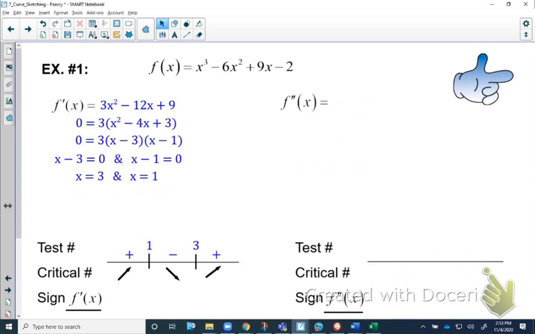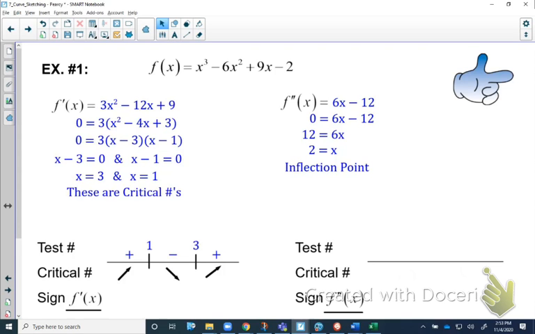So now I want to do the same thing for my derivative, because now we can identify the increasing and decreasing intervals of the function based on what the critical numbers of the derivative gave us. So the second derivative is going to be 6x minus 12, and again I'm going to solve this so that I can find the critical numbers here. So in this case, x is equal to 2. And that, where the x value is equal to 2 for the second derivative, will translate to an inflection point on the function itself.